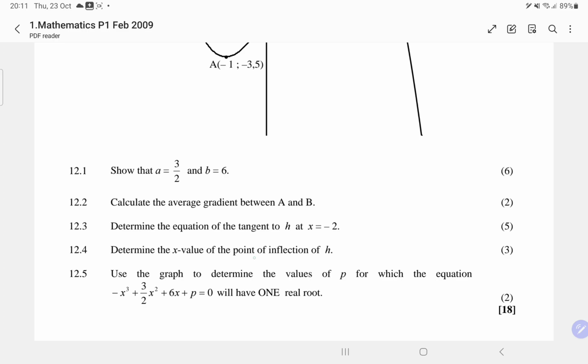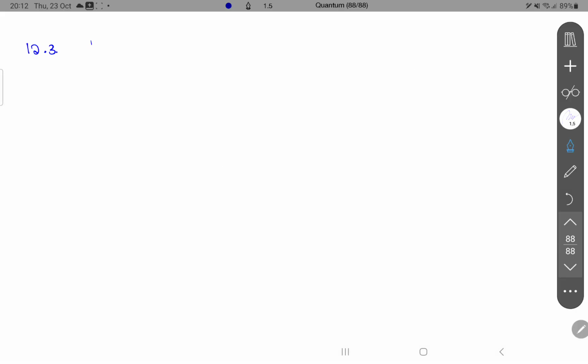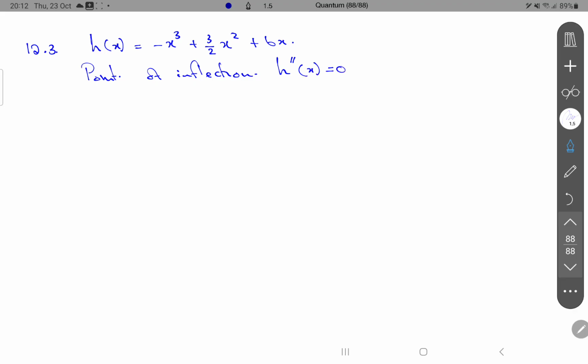the value for x, for the point of inflection, of h of x. So first of all, h of x is equal to negative x cubed plus 3 over 2 x squared plus 6x. The point of inflection happens when you say h double prime of x is equal to 0. So let's differentiate that function twice.